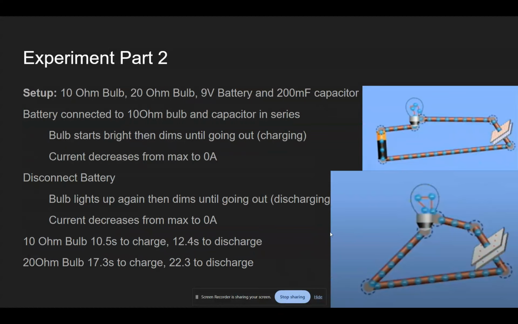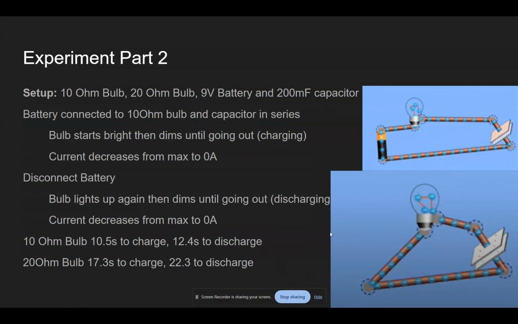Setup for part two: a 10 ohm bulb, a 20 ohm bulb, a 9 volt battery, and a 20 millifarad capacitor. The battery is connected to the 10 ohm bulb and capacitor in series. The bulb starts bright and then dims until it goes out, which is the charging. The current decreases from the max to 0 amps. Then when you disconnect the battery, the bulb lights up again and then dims until going out, which is the discharging. Current decreases from the max to 0 amps.